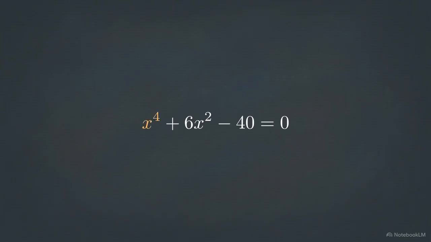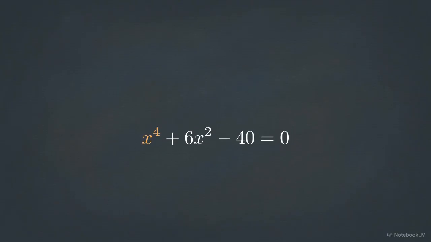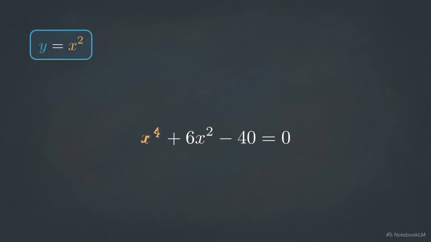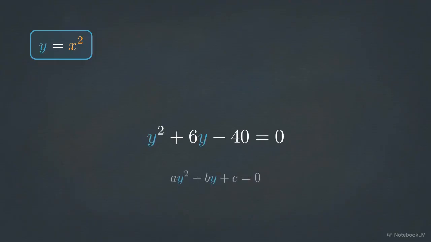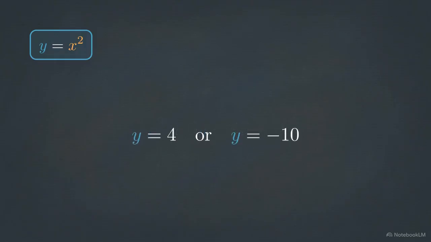At first glance, the x to the 4th term seems to break every rule we've discussed, but we can apply the principle of reduction. By temporarily defining a new variable, y, as x squared, we can rewrite the entire problem. The intimidating 4th-degree equation suddenly transforms into the standard quadratic structure we've already mastered. We solve for y, then plug those results back into our original definition to find the true values for x.